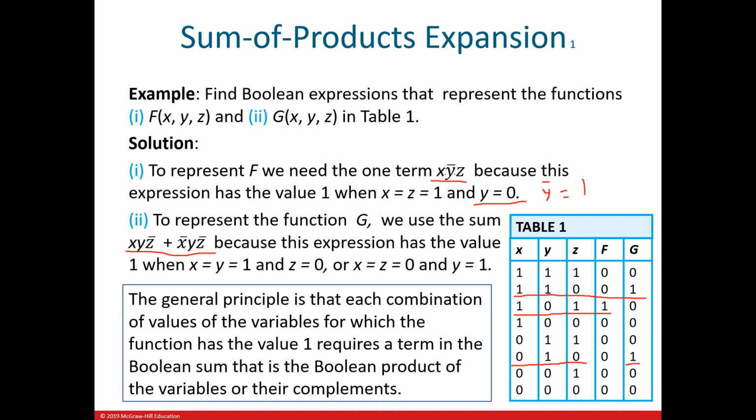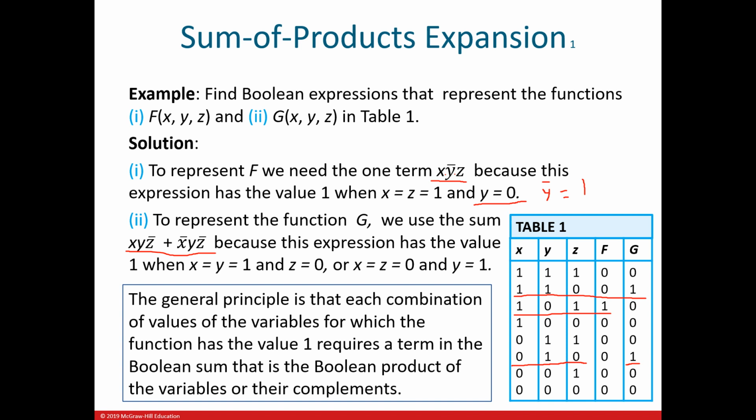So for each combination, we have to find the values of the variables for which the function has value 1, in terms of the Boolean sum of Boolean products of the variables or their complements. We need to find such values when the function value becomes 1, and that's how we can solve any given function or find the values of x, y, z when this particular function will be true.